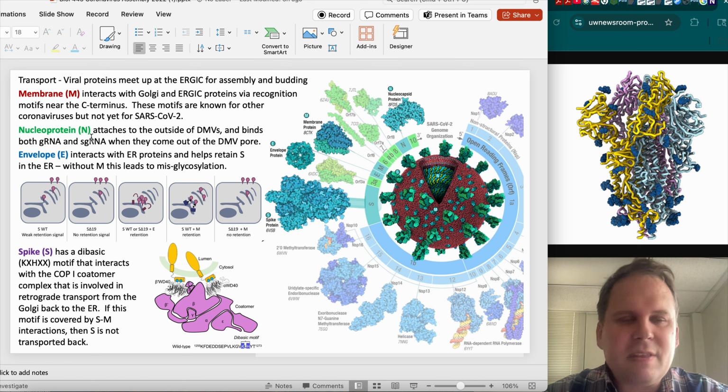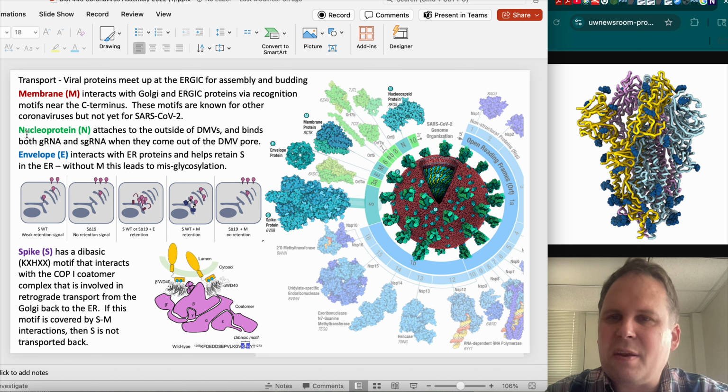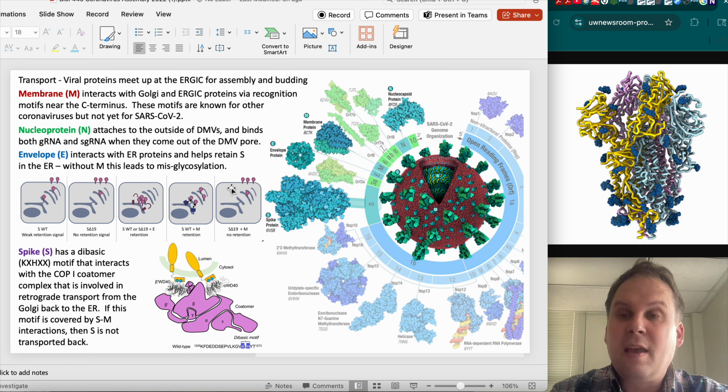Nucleoprotein tends to hang out in the vicinity of a DMV pore, and we're not sure if it's actually transported there. Some of the phosphorylation may just be a way to get it transported to the sites where it's needed. That part is not known. E protein is going to interact with ER proteins, and it is going to help to retain S in the endoplasmic reticulum. So E and S and some endoplasmic reticulum retention proteins are all going to interact. That's not completely known, but M is also potentially involved in this process.